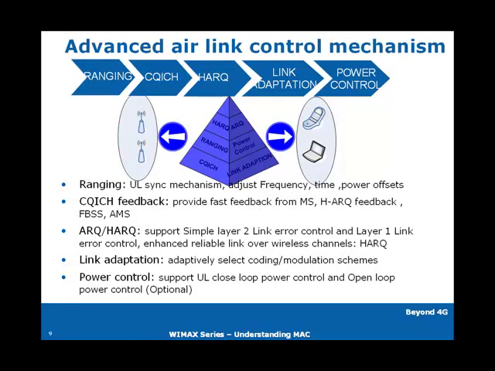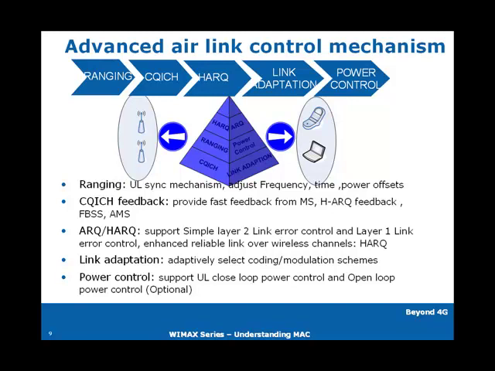Mobile WiMAX has advanced air link control mechanisms, and we will briefly see some of them, which are ranging, CQICH, HARQ, link adaptation, and power control. Ranging is used for synchronization, and when a mobile station does ranging, it adjusts its frequency, time, power offsets, etc. CQICH provides fast feedback from the mobile station to the base station. It also provides feedback about HARQ, FBSS, etc.